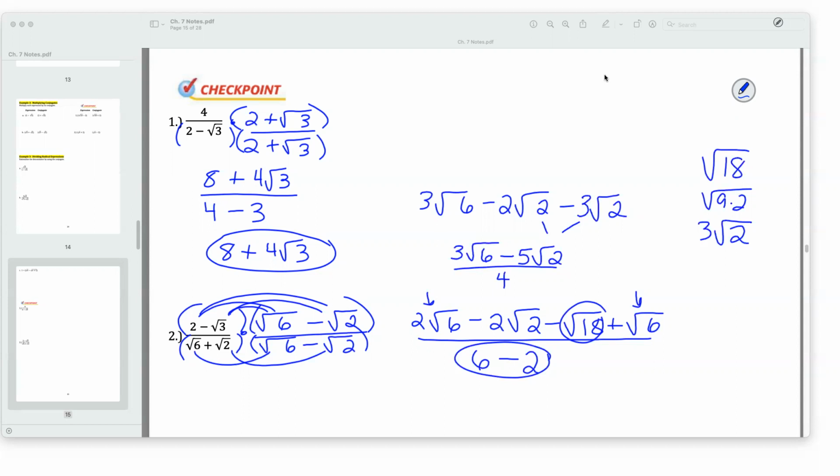Look at the coefficients: 3, negative 5, 4. A way to tell if you can or cannot simplify further is by looking to see if they share any common factors, and they do not. So that would be your final answer.